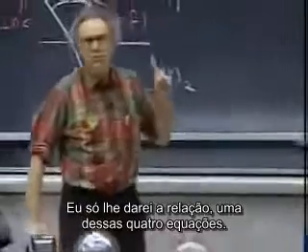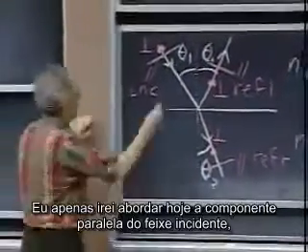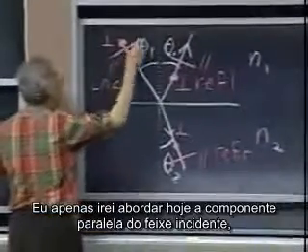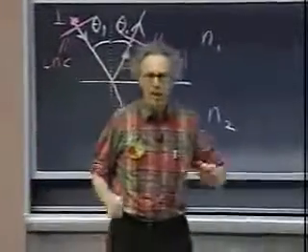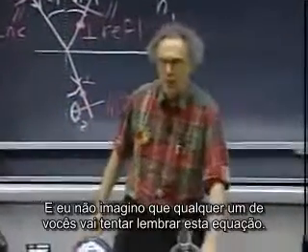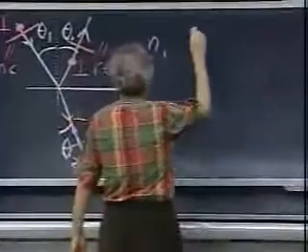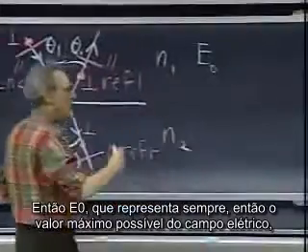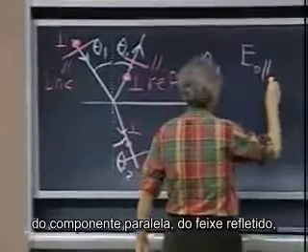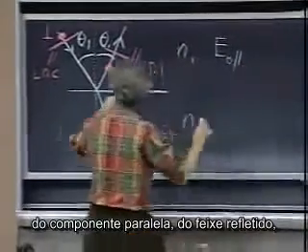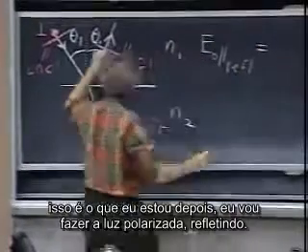I will only give you the relation, one of those four equations. I will only address today the parallel component of the incident beam and the parallel component of the reflected beam. And I don't imagine that any one of you will try to remember that equation. I don't either. I have to look it up every time that I deal with this. So E0, which always represents then the maximum possible value of the electric field, of the parallel component of the reflected beam, that's the one that I'm after.